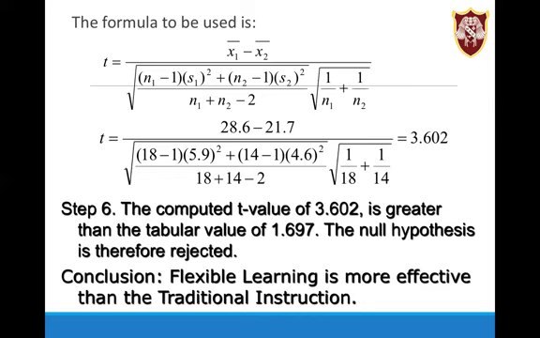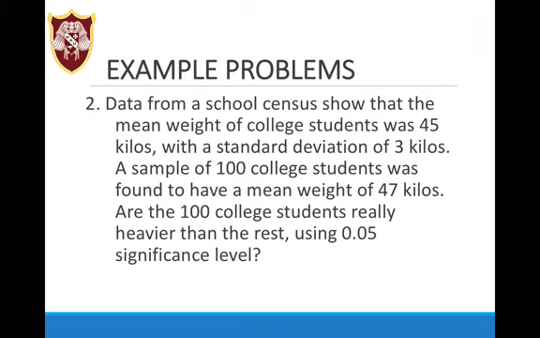Let's have the second one. Data from a school census show that the mean weight of college students was 45 kilos with a standard deviation of 3 kilos. A sample of 100 college students was found to have a mean weight of 47 kilos. Are the 100 college students really heavier than the rest using 0.05 significance level?